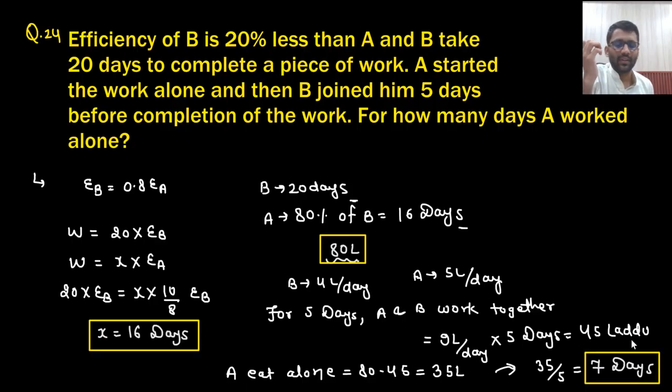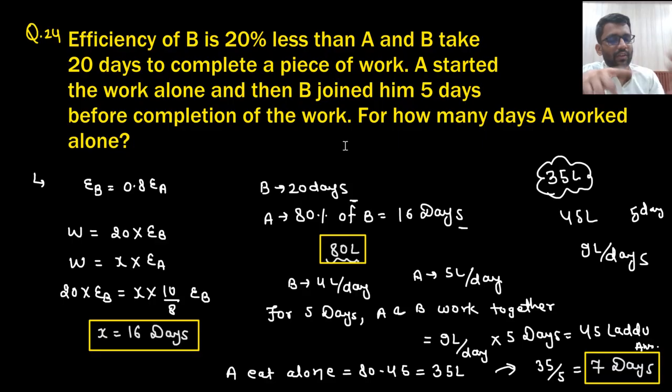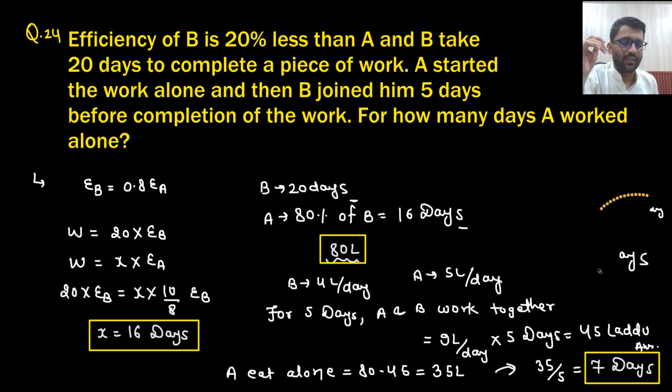Did you understand this problem or not? Let's recheck. For 7 days A was working alone. That means he was eating 35 laddu. Now how many laddus are left? 45 laddu are left. Both started working together, that means 9 laddu per day are being eaten. So how many days will it take? 5 days. So yes, what they said, that B joined him 5 days before the completion of the work, means A and B together worked for 5 days. In 5 days they would have eaten 45 laddu. The rest of the laddu were eaten by A alone, so that would be 35. And 35 laddu A can eat in 35 by 5, that means in 7 days. That's it. Well and good.